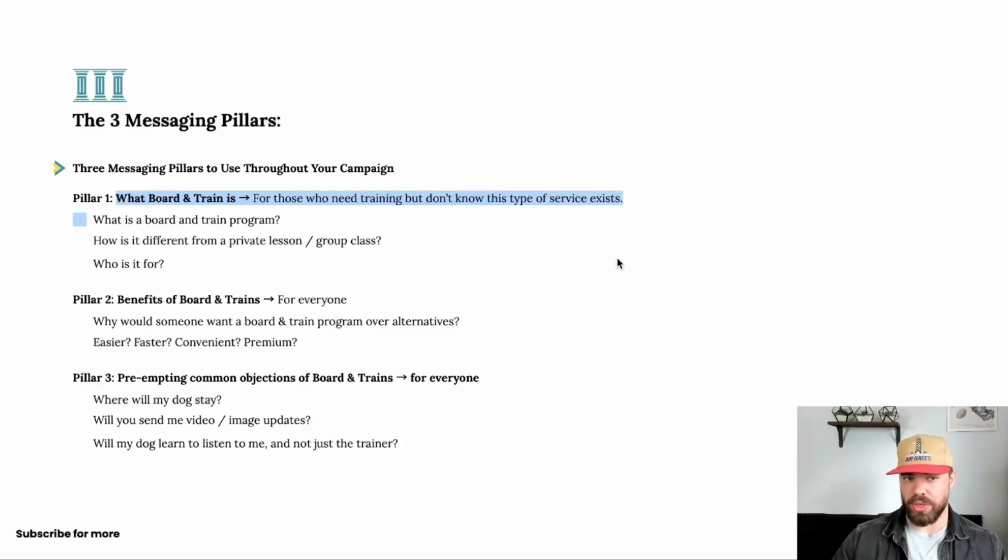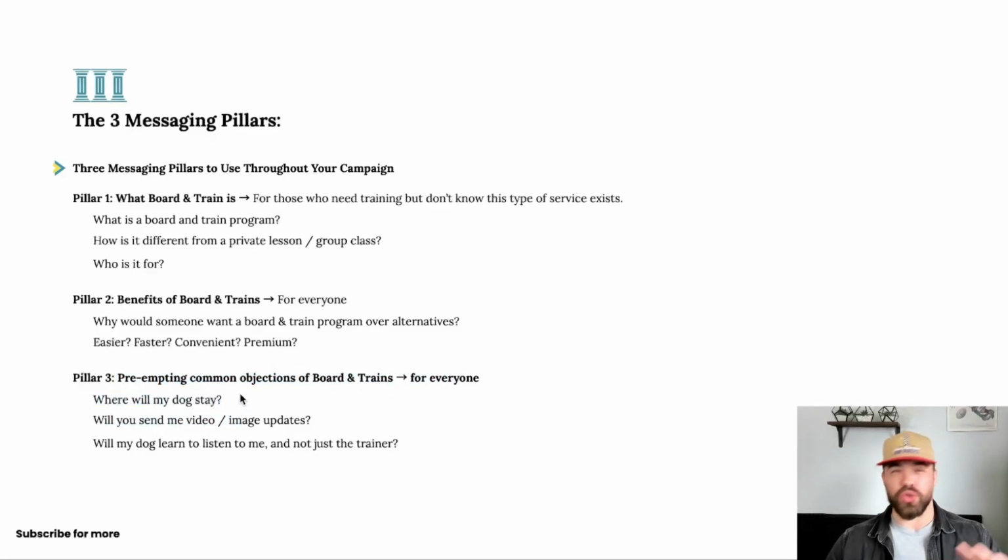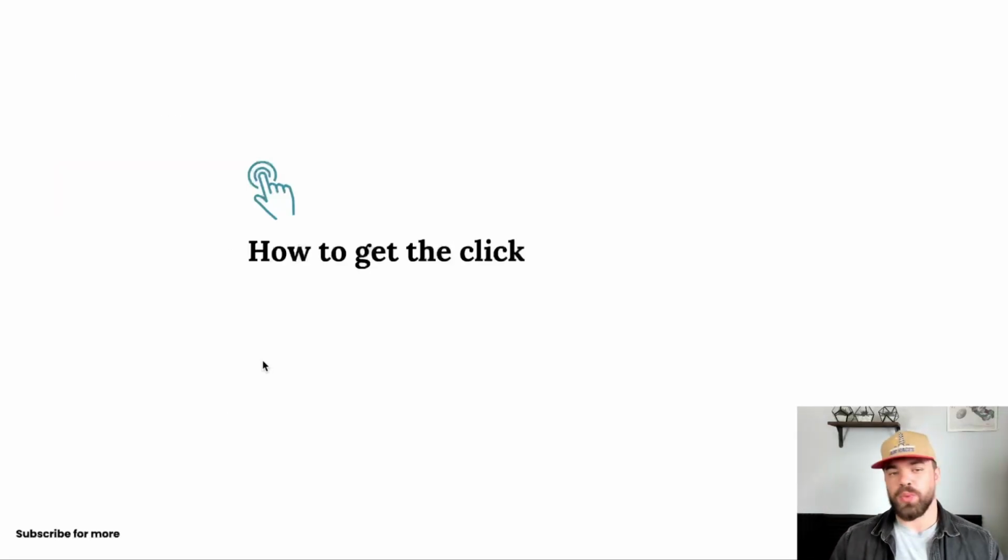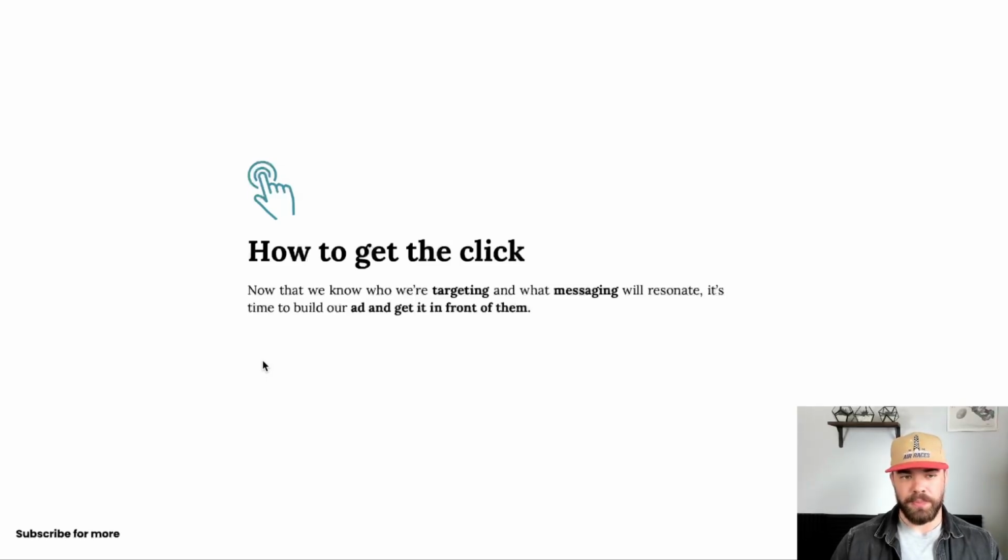So the 3 pillars, we have what board and train is for people who need training but don't know what this type of service is. Then you have the benefits of your board and train program. And then lastly, preempting common objections of board and trains. And this is a big one. A lot of people will get worried about letting a stranger take their dog for a few weeks. So they want to know, where's my dog going to stay? How do I know he'll be safe? Will you send me text and video updates? This is the type of messaging that you really want to make sure you have throughout your entire board and train campaign.